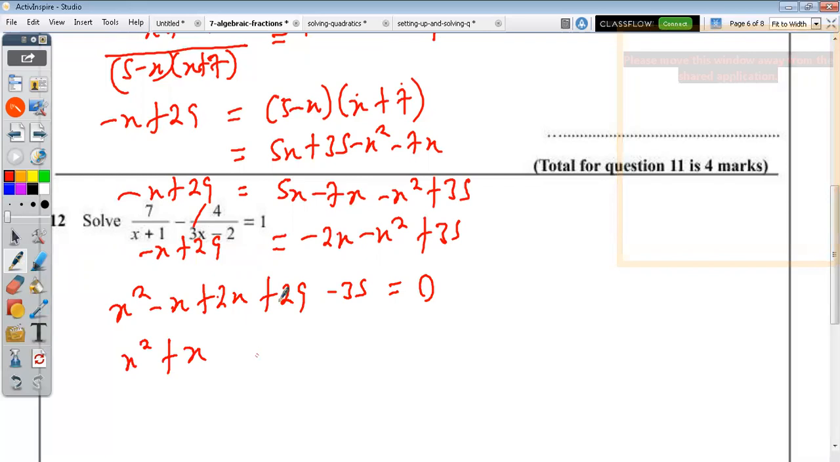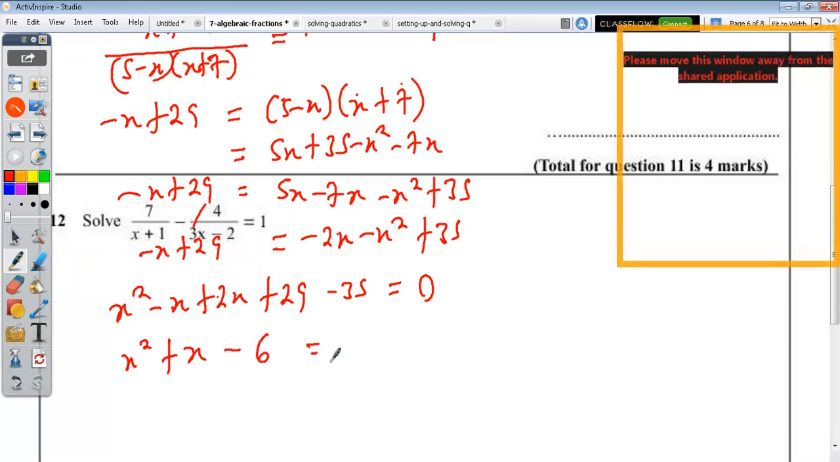Okay. What is 29 minus 35? Isn't that minus 6? Is equal to 0. Yes. And that is now very easy to factorize.